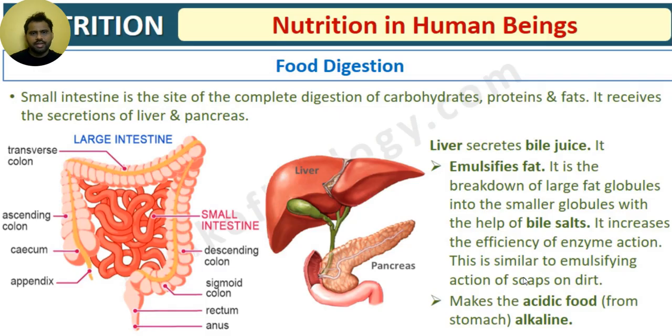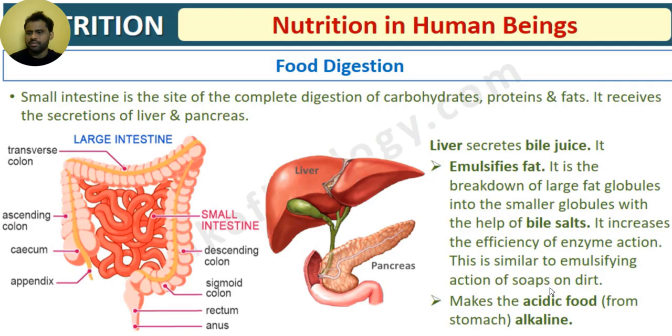The small intestine is the site of complete digestion of carbohydrates, proteins and fats. It receives the secretions of the liver and pancreas. So what is the liver secreting? It is secreting bile juice. Bile juice emulsifies fat. It is the breakdown of large fat globules into small globules with the help of bile salts. It increases the efficiency of enzyme action.